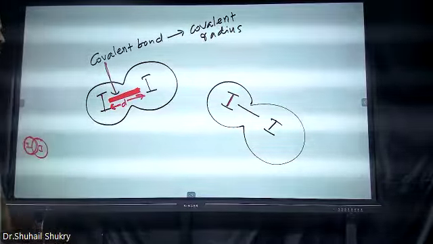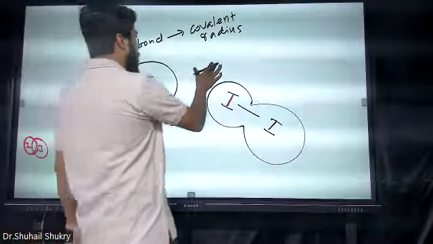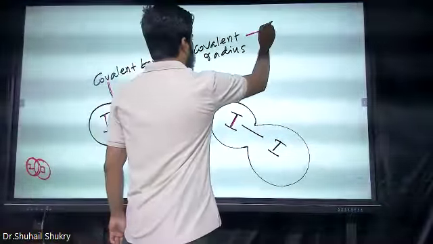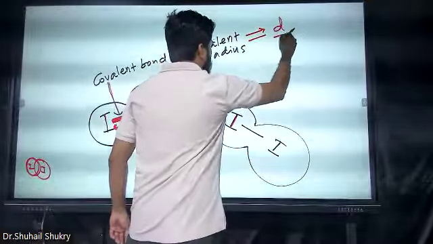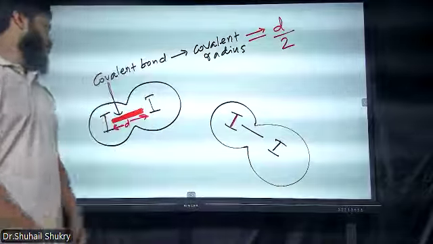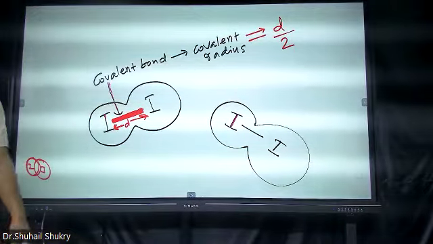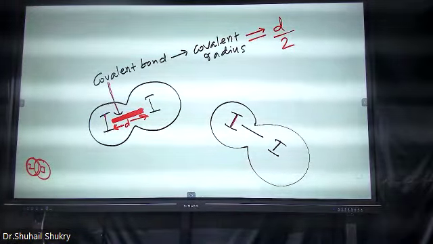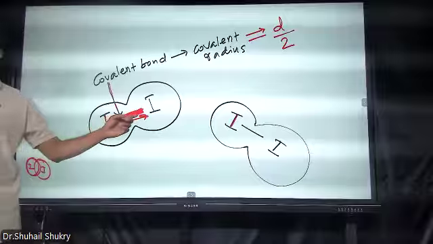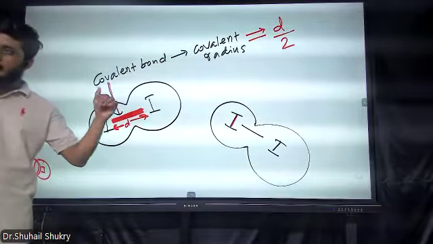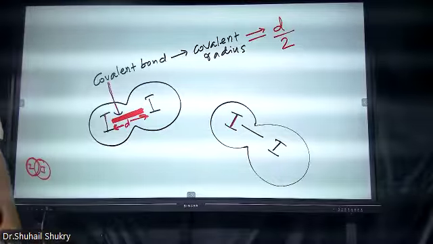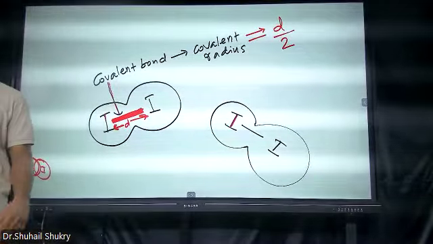So we are taking half of this distance. Covalent radius is equal to d divided by 2. This is the covalent bond. The distance between covalently bonded atoms, half of it, is known as the covalent radius. And this is the diameter.